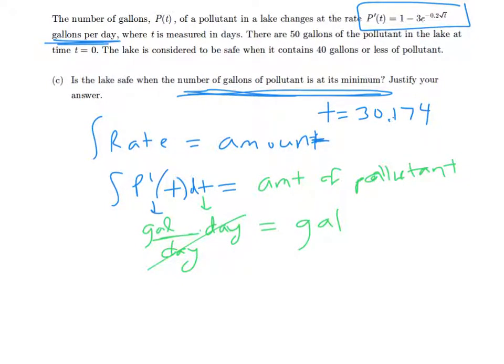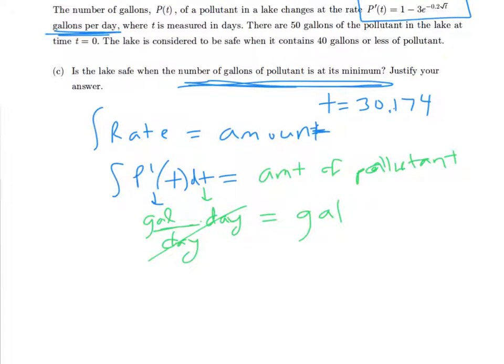Okay, so the amount, when it says minimum, I want the amount of, I'm going to use P because I want to figure out the pollutant, the amount of pollutant at that point in time. P at 30.174 is equal to the integral from 0 to 30.174 of my p prime.